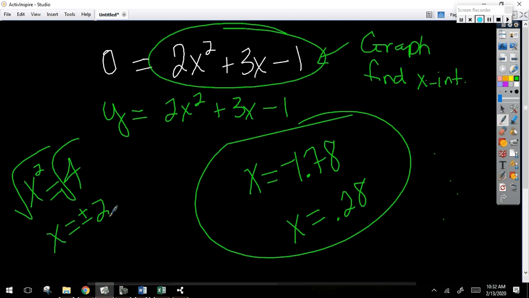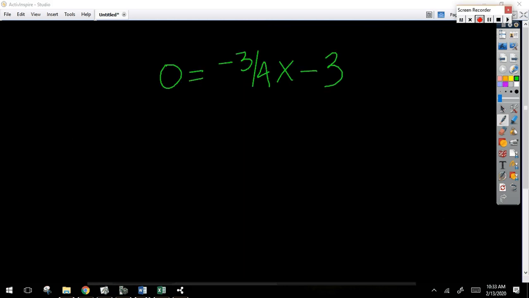How does it only take 32? Shh. As you look at this one, that's easier. The y-intercept's easy on this one, right? It's what? Negative 3.